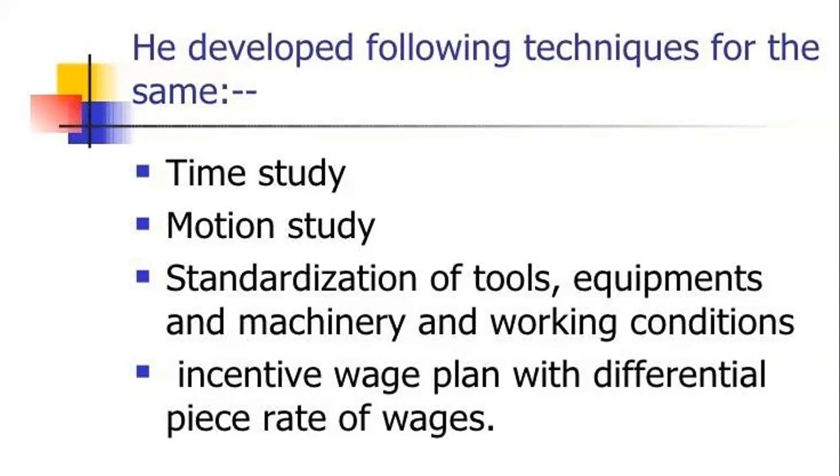Incentive wage plans with differential piece rate of wages. The differential piece rate system is basically one of the forms or kinds of calculating the wages to be paid to employees. Okay. So the piece rate system is nothing but, for every unit of output that you produce, there will be a rate fixed. Let me say, in order to produce 1 unit, it costs 100 rupees. Okay. The rate fixed is 100 rupees.